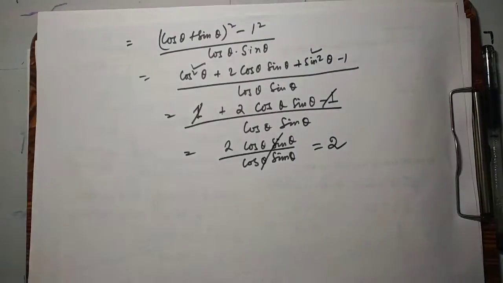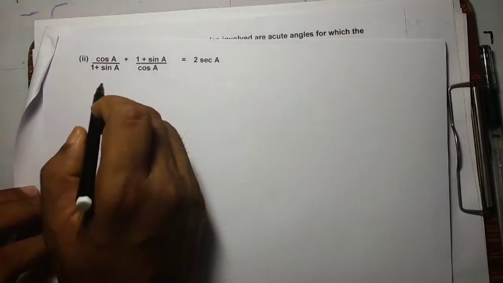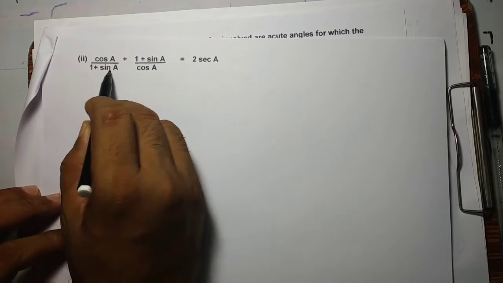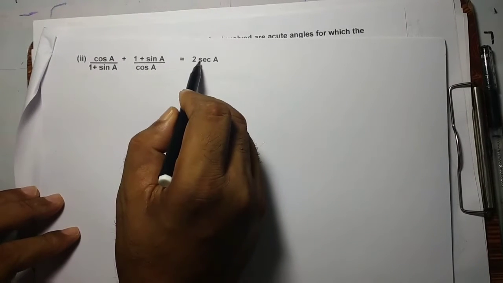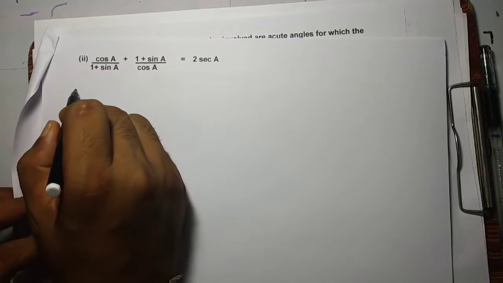Now next question. Next question is cos A over 1 plus sin A plus 1 plus sin A over cos A equal to 2 sec A. Now let's check the LHS.